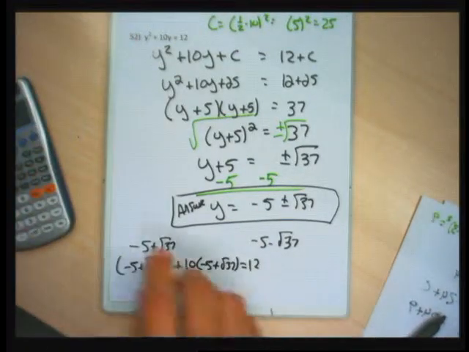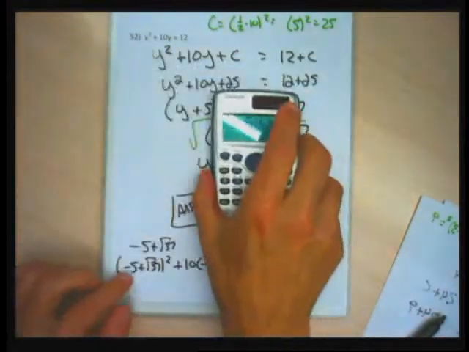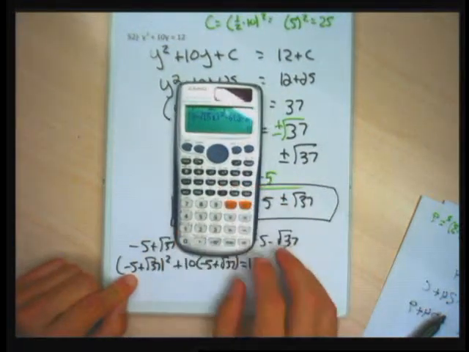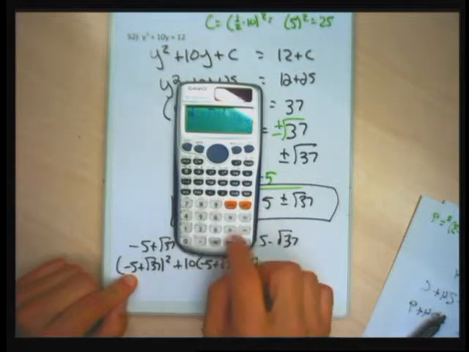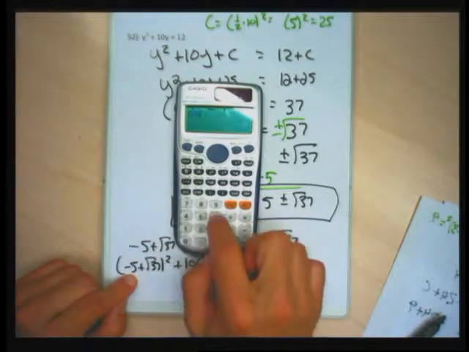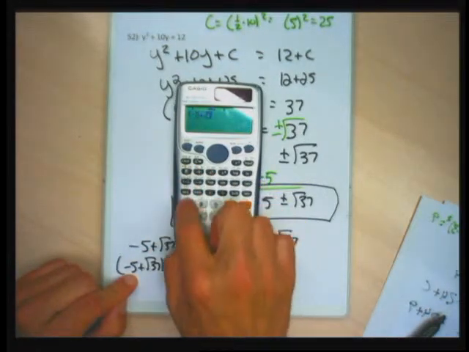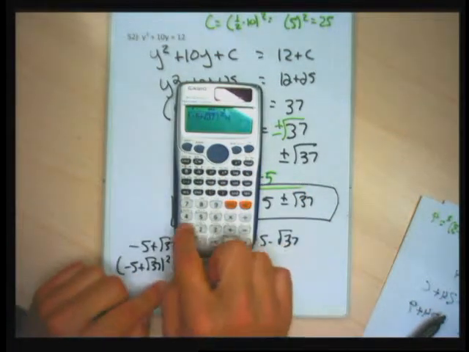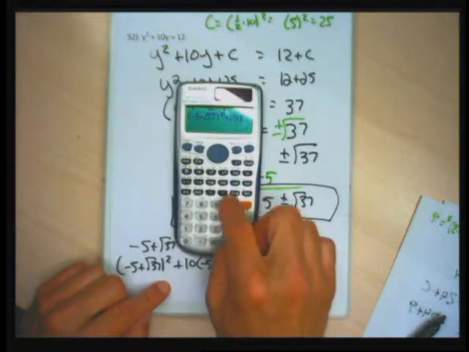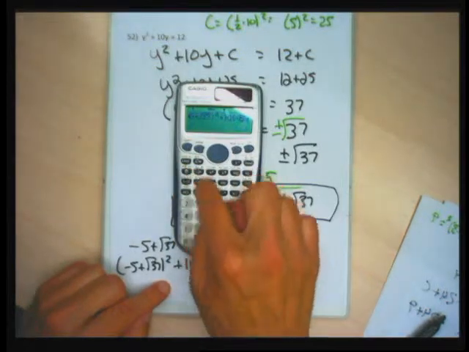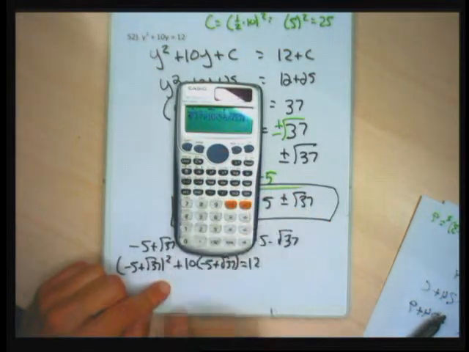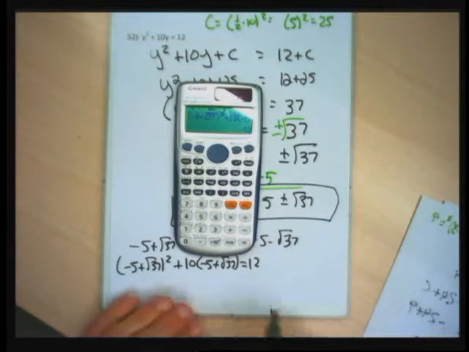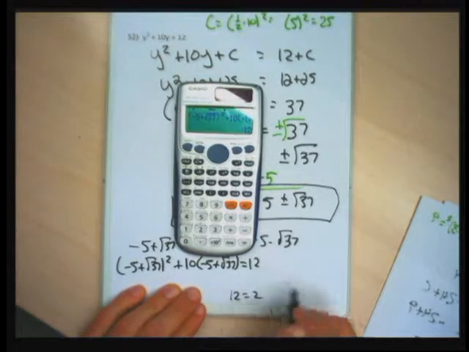And then I'll do the other one with the minus, and I'll do it right in line. So first checking is going to be parentheses negative 5 plus the square root of 37 squared plus 10 times negative 5 plus the square root of 37. When I hit enter, better equal 12 because the right side is 12. It does, so I've checked the one with the plus.